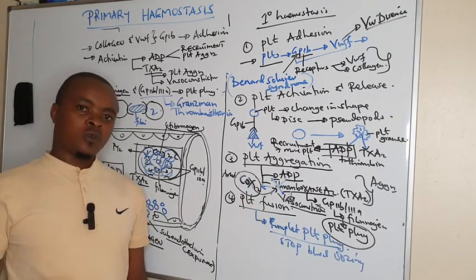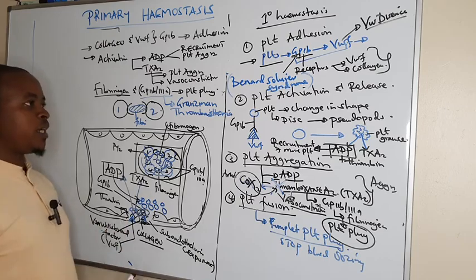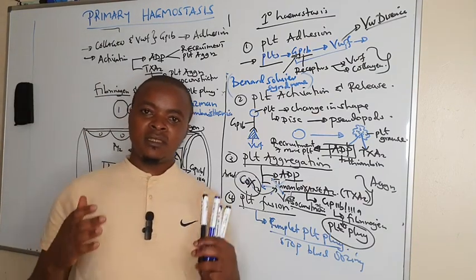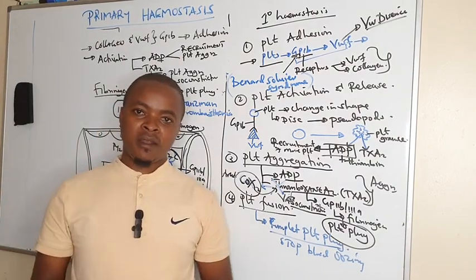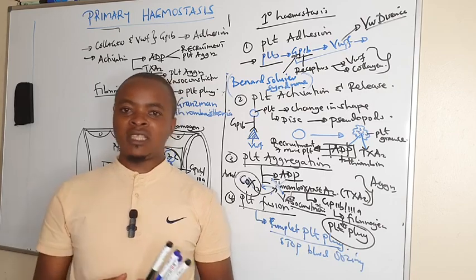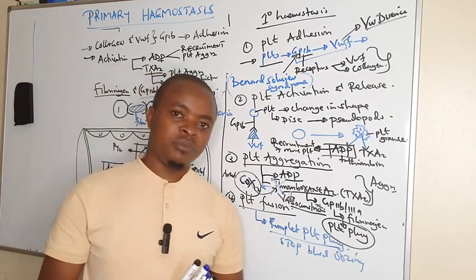bleeding. So thank you so much for learning with us at Medical Sciences. This is what we can discuss under platelet primary hemostasis, which is the formation of the platelet plug. In another video, we shall look at secondary hemostasis, and then we shall end with fibrinogen.